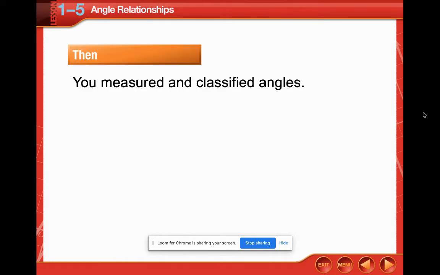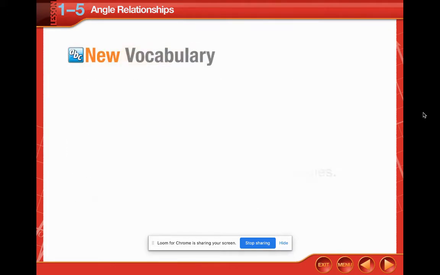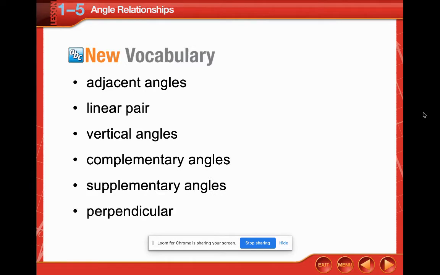In the past, we measured and classified angles. We had acute angles, right angles, obtuse angles, we had a lot of angles, right? Today we're going to talk about special pairs of angles and work a little bit with perpendicular lines. The real point of this is to be able to recognize different angle relationships, and those will help you solve problems when you identify what the relationship is between angles. New vocabulary: adjacent angles, linear pair, vertical angles, complementary angles, supplementary angles, perpendicular.